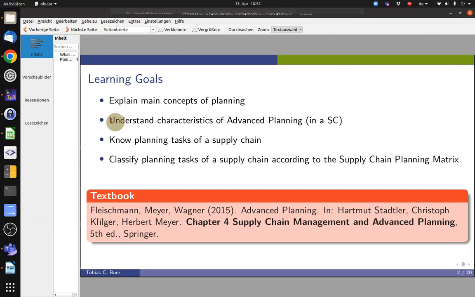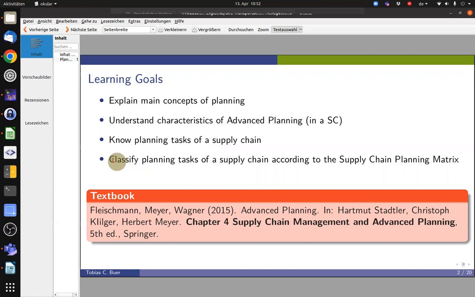You should be able to understand the characteristics of advanced planning. So what is special about advanced planning? Why do we call it advanced planning and not just simply planning? You know some planning tasks in a supply chain. We will discuss many planning tasks, and the idea is to give you an overview of what needs to be done. We will not go into the details how to plan every individual task. This is also subject to future lectures, but you will know what planning tasks are there in the supply chain.